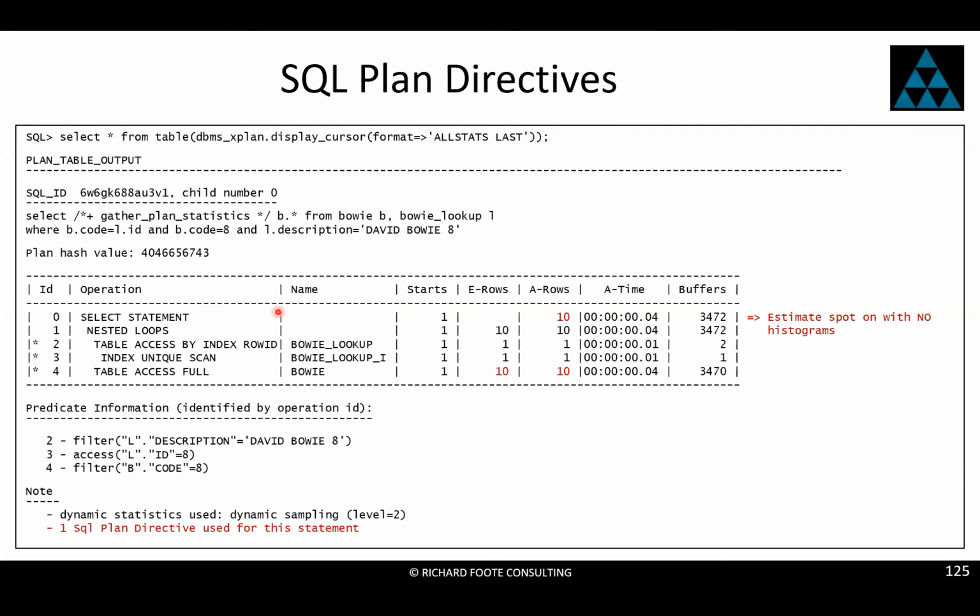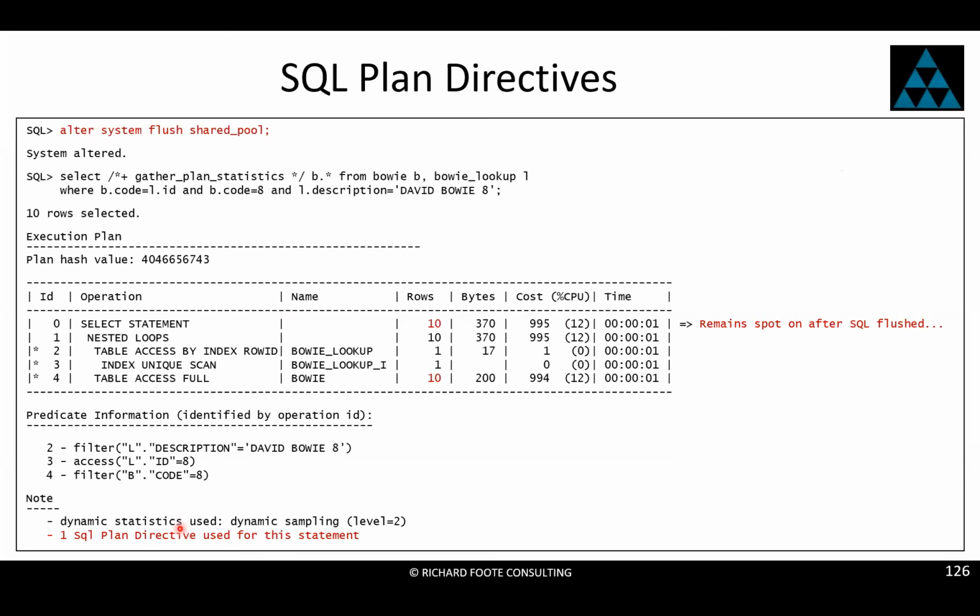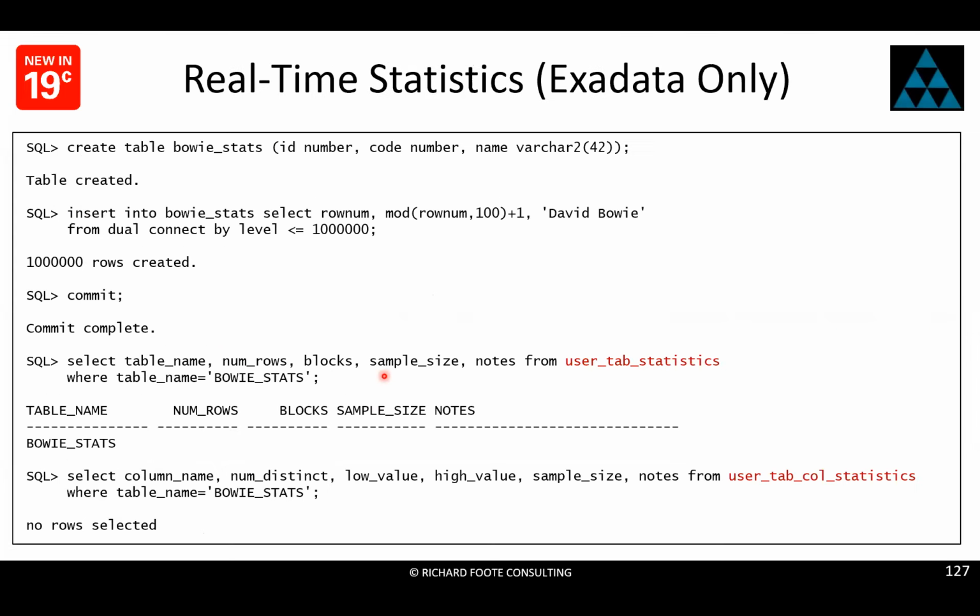So now when I run this plan, note, I'm getting the estimate spot on, even though I don't have histograms on this column. Why? Because it's using a SQL plan directive to calculate on the fly that for this column group, this is the actual number of rows that I'm getting. And even if I flush my shared pool or bounce my database, whatever, because I'm using a plan directive, it stays. It doesn't age out like it did previously.